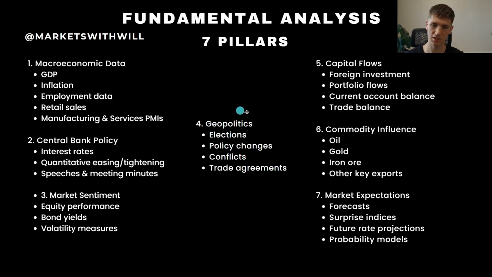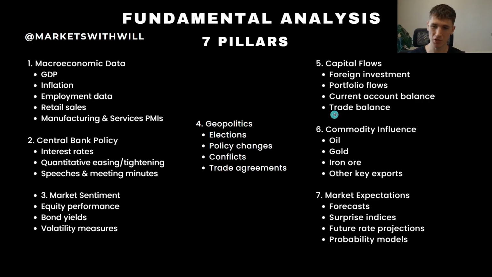Number 4 is geopolitics: elections, policy changes, conflicts, trade agreements. Number 5, capital flows: foreign investment, portfolio flows, current account balance, trade balance. We touched on trade balance in previous videos, so you have a bit of an understanding of what that is. If you don't understand it or you've skipped to this video, go back to previous videos and watch them.